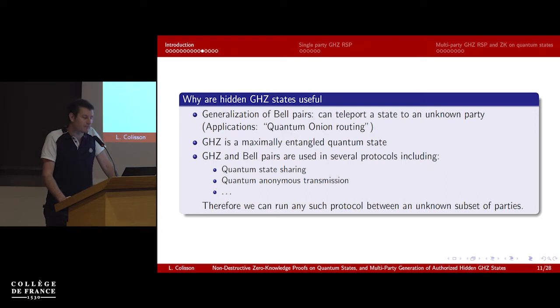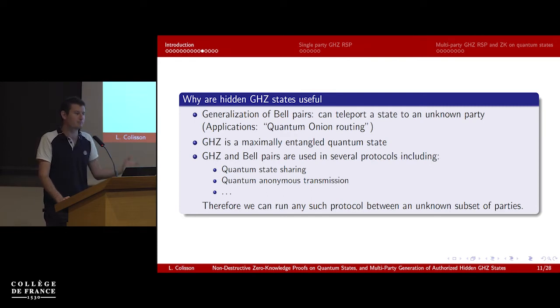Then GHZ states are maximally entangled quantum states. They have many useful properties. For instance, they can be used in quantum state sharing. So if you want to share a qubit among many parties, you can use it to do anonymous transmission and so on. And so basically, our goal will be to prepare that kind of hidden GHZ state in between multiple parties.